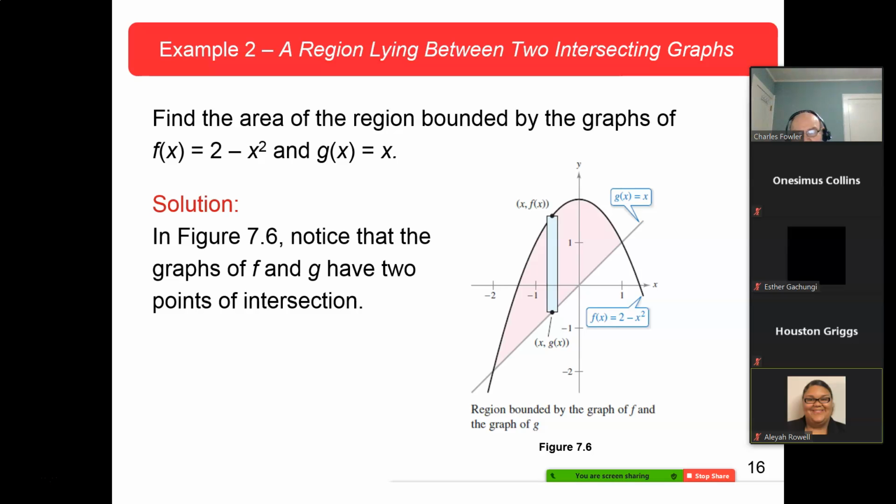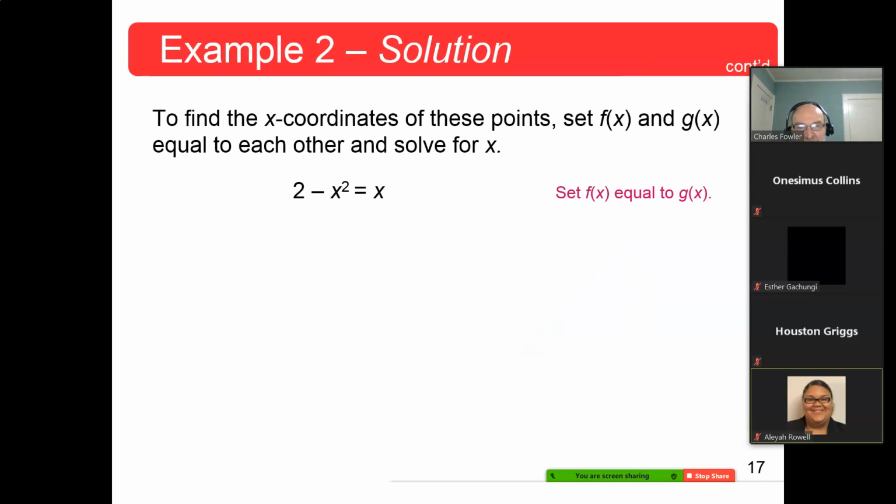So notice that the two graphs have 2 points of intersection. Of course, that would be the case. One's a straight line, the other's a parabola. They either intersect once, twice, or never. So this has a 2-point intersection. We're looking at the graph in between those 2 points, the area between.